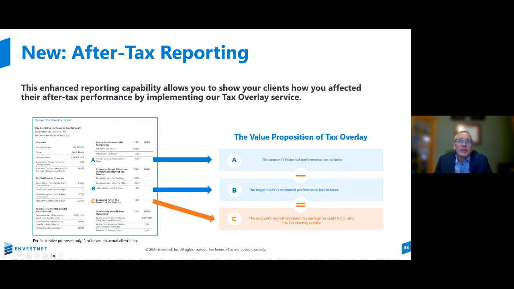We then make the same calculations as it relates to the target allocation. What was the target allocation's pre-tax return? What was its after-tax return? And then what was the potential return lost to taxes? And the difference between those two numbers is essentially the after-tax benefit of applying a tax overlay service to the client. So you can put it in real terms that the clients will understand.